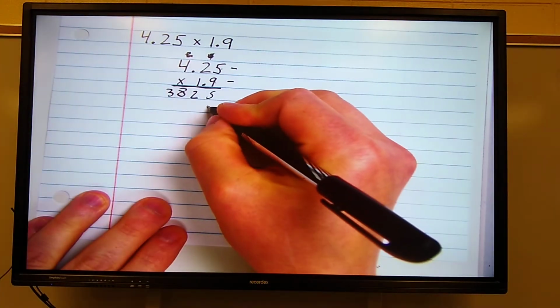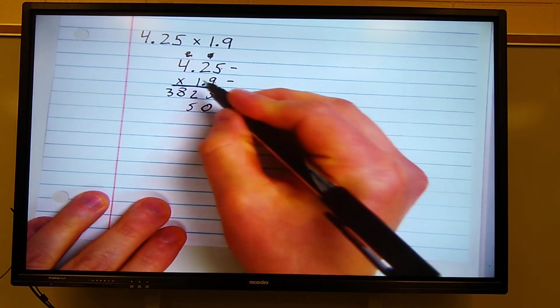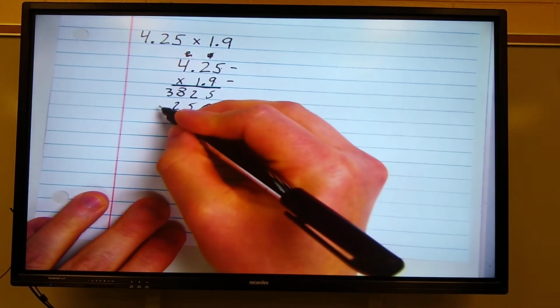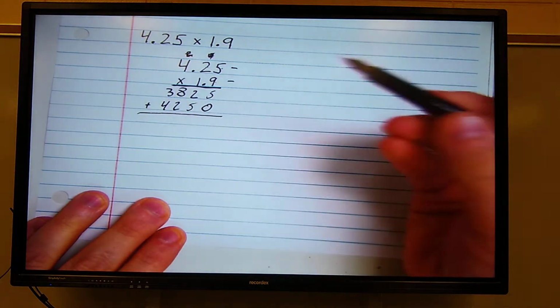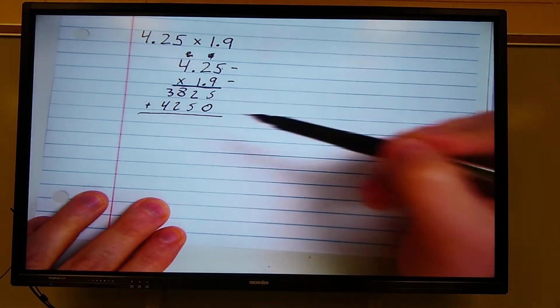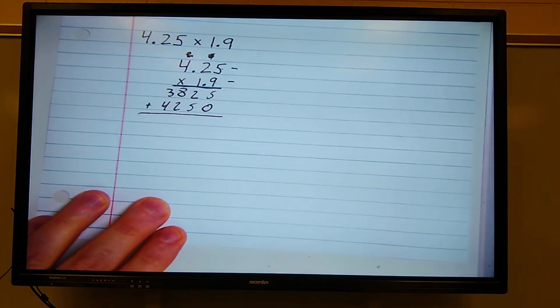Bring down a 0. 1 times 5, 5. 1 times 2, 2. 1 times 4, 4. So now it's time to add. You need to look at your work. Your first row should be 3, 8, 2, 5. Your second row should be 4, 2, 5, 0. Now it's time to add.